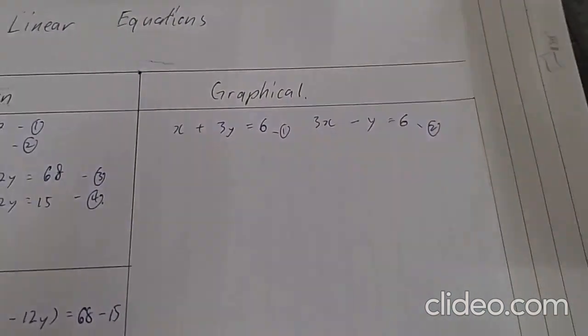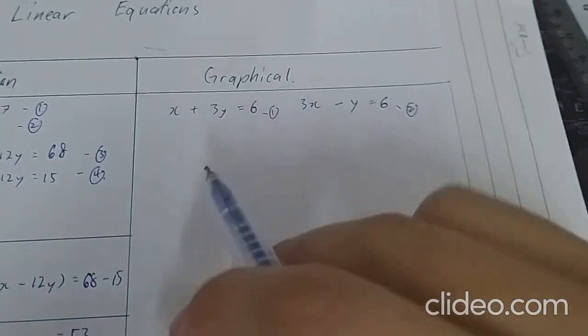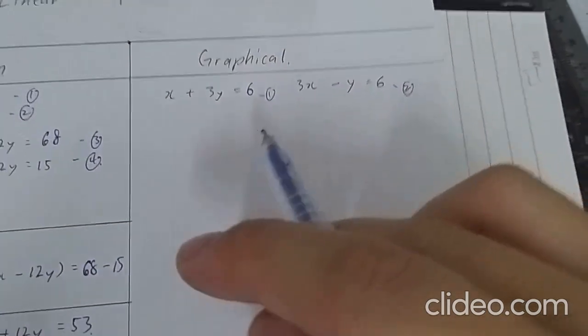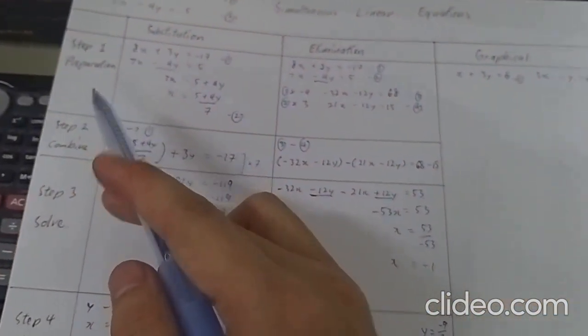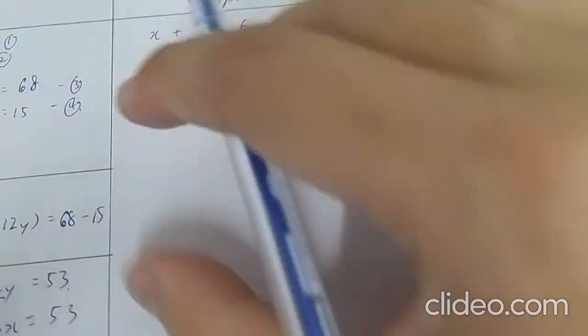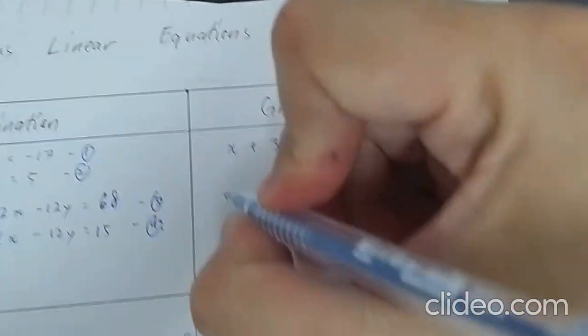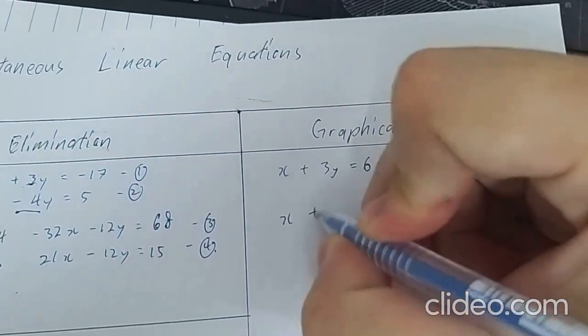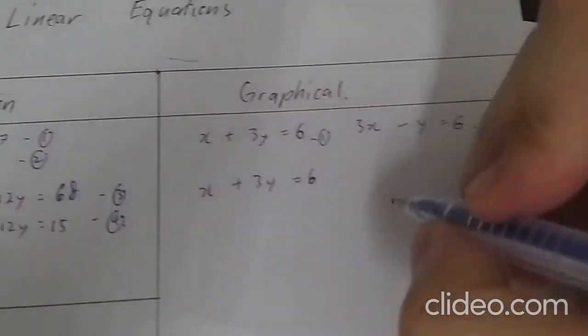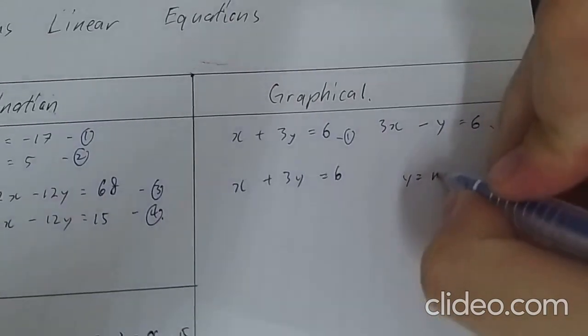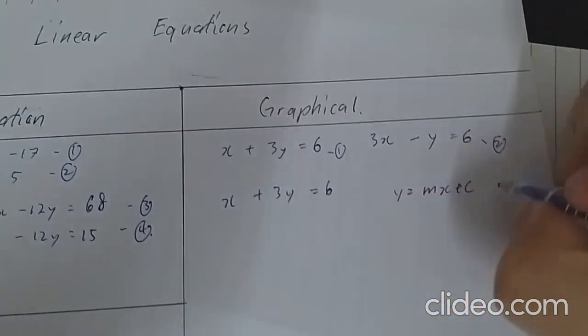Now to solve these two equations, for the graphical method we do have four steps as well, but a lot of work is done in the preparation stage. So let's do the preparation first. We need to prepare one by one. So x plus 3y equals 6. We need to change it into the y equals mx plus c form.